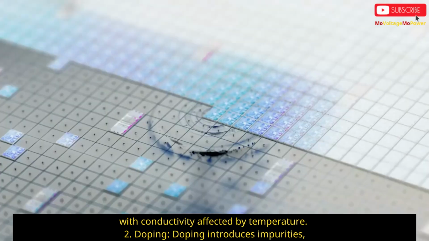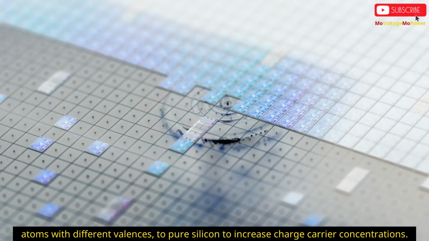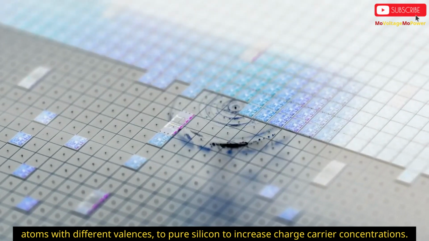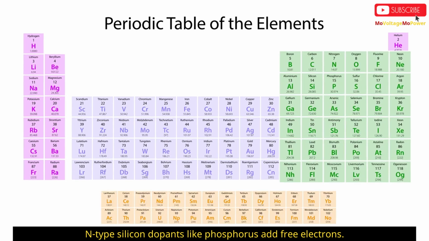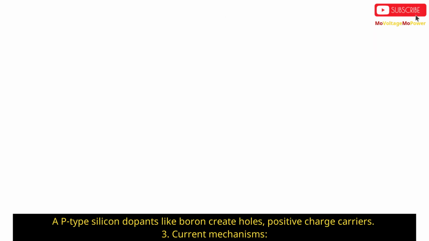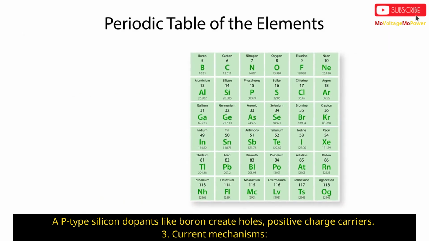2. Doping. Doping introduces impurities, atoms with different valences, to pure silicon to increase charge carrier concentrations. N-type silicon dopants like phosphorus add free electrons. P-type silicon dopants like boron create holes, positive charge carriers.